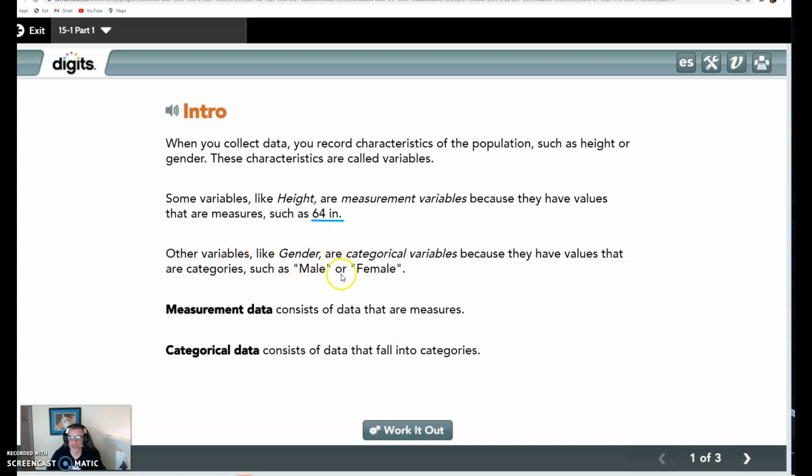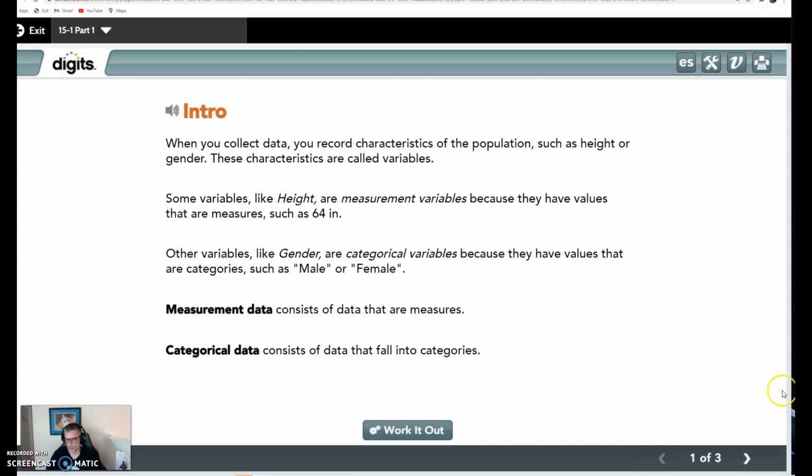Other variables like gender are categorical. Right, for example, male or female. Right, there's no measurement for that. You put yourself in a category. So measurement data consists of data that are measures, something that we can measure, like the length with a scale. Categorical data, which is what this unit is about, consists of data that fall into categories. So again, think like elm tree, oak tree, pine tree, right? Those are categories of trees, but we don't measure them.